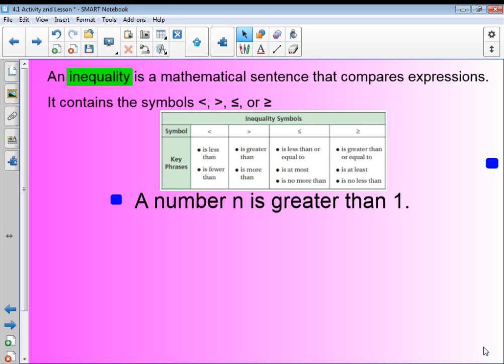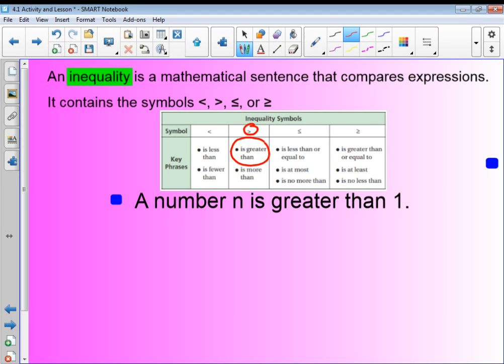We used a few of these in the activity for this lesson, so now we're just going to practice them a little bit more. It says a number is greater than 1. Here I'm seeing the words "greater than." This is the symbol we're going to use.